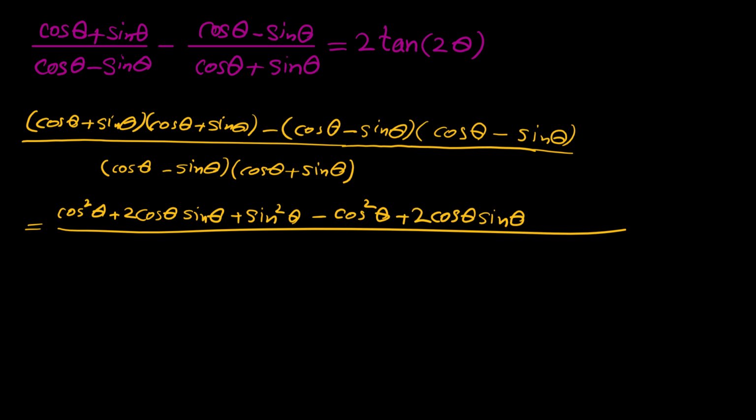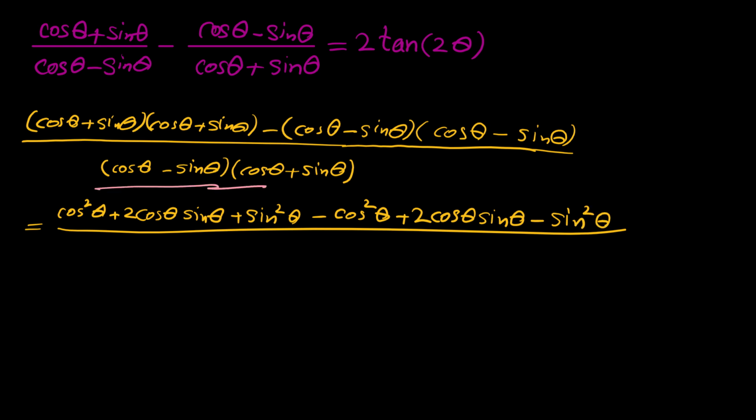And finally, we have this minus sine theta times minus sine theta, which would be sine to the 2, with a negative here, minus sine to the 2. This is for the numerator. What about the denominator?